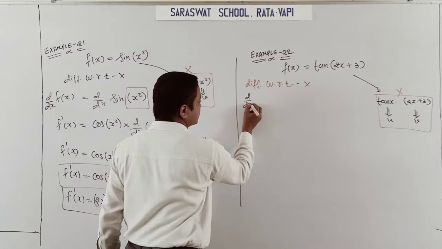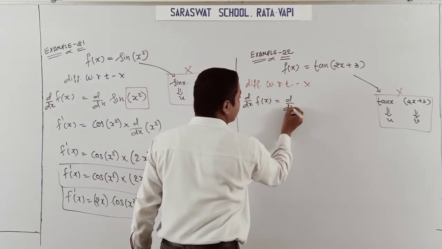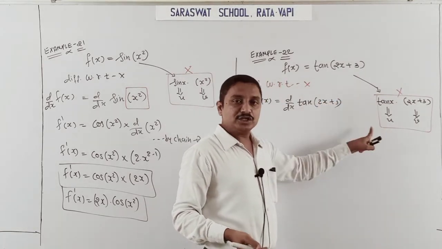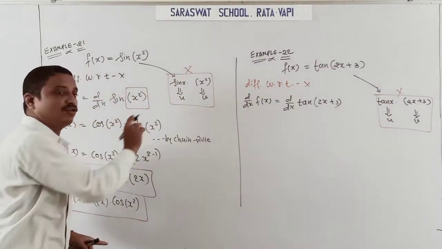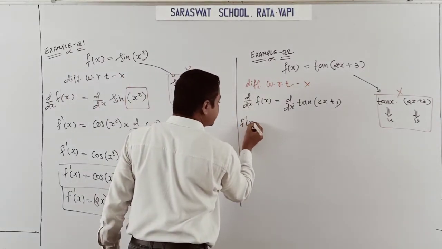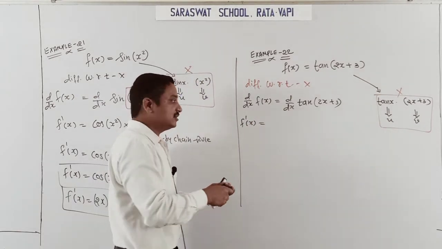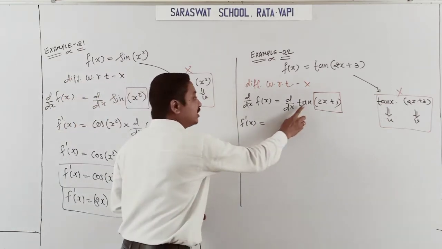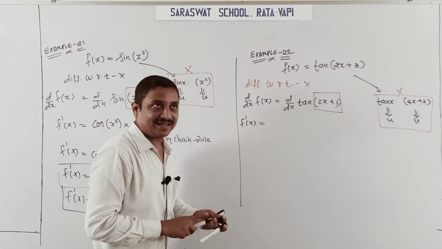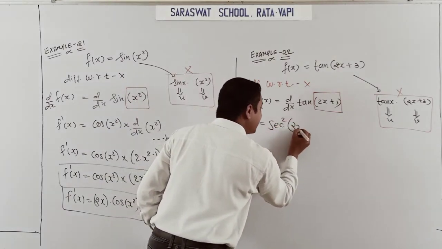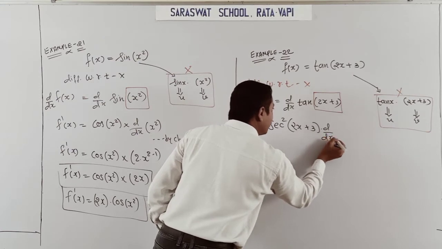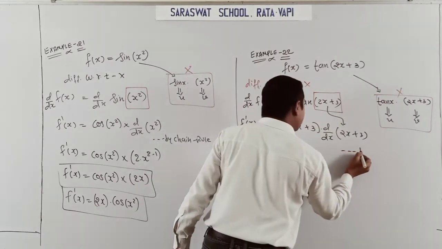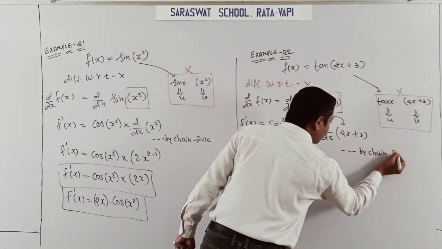So d dx of f x and here d dx of the chain 2x plus 3. Students, this is not written in the solution. This is only for understanding. Yes, f dash x. Now here, students, just think of this as theta. So reading that, what is the tan derivative? Yes, the tan derivative is sec square theta. And d dx of 2x plus 3, the same function is applied here. And mention that by chain rule.